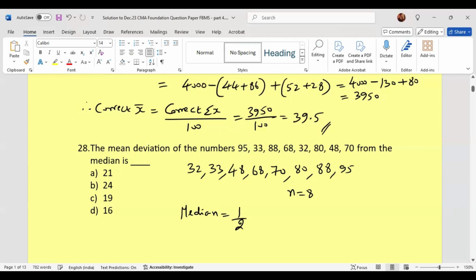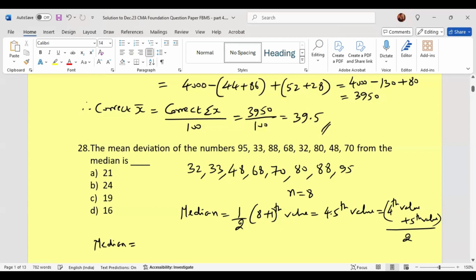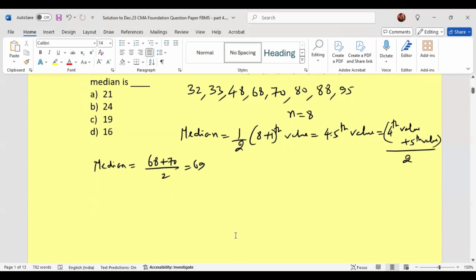So median will be half times n plus 1, means 8 plus 1 value, which is 9 by 2. That means 4.5th value. That will be 4th value plus 5th value divided by 2. Means we are trying to find out the average of 4th and 5th value. So median will be 4th value is 68, 5th value is 70, divided by 2, we get 69 as the median. Now let us calculate the mean deviation about median, for which we'll simply create a table.